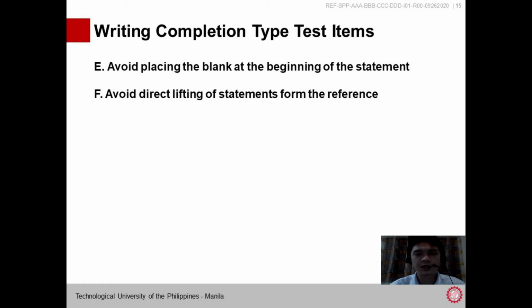Sa completion type test item, bukod sa recalling, sinusukat din natin yung understanding ng student sa lesson, kaya hindi dapat direkta kasi nga gaya ng sinabi ko kanina. Ang tendency niyan, kakabisaduhin na lang nakakabisaduhin yung student, yung buong, kung libro man yan, buong libro kakabisaduhin niya, and wala nang learning yun. So, those are the suggestions in writing completion type test items.